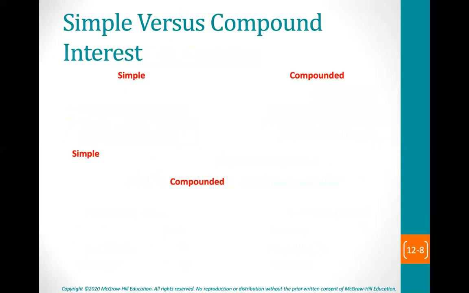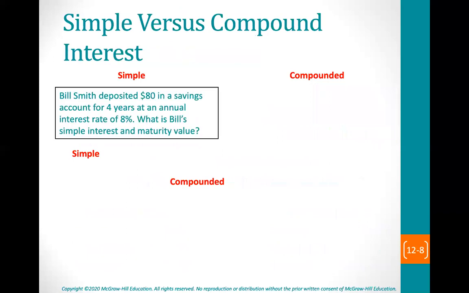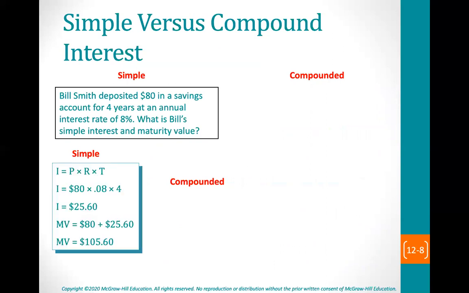So simple versus compounded interest. Bill Smith deposited $80 in savings account for 4 years at an annual interest rate of 8%. What is Bill's simple interest and maturity value? Well, with simple, remember the way we've calculated in the past is interest equals principal times rate times time. So his principal is $80, his interest rate is 8%, and his time is 4 years. So his interest equals $25.60. His maturity value is his initial investment plus the interest earned. So $80 plus $25.60, his maturity value is $105.60.